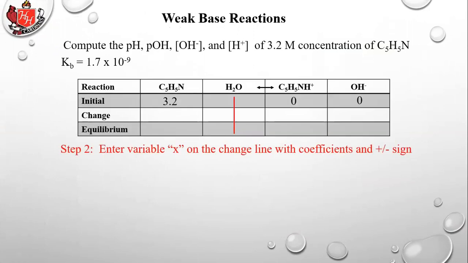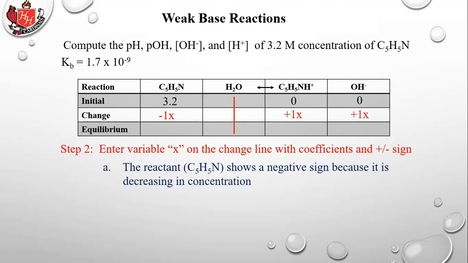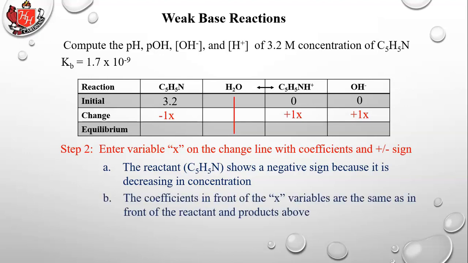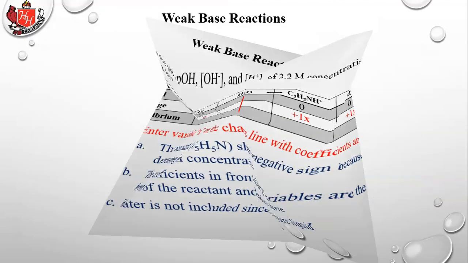So now we're going to go ahead and enter the change line. So enter the variable x on the change line with coefficients plus or minus sign. So coefficients again are always 1, so it's minus 1x. Product side it's plus 1x and plus 1x. The reactant C5H5N shows a negative sign because it is decreasing in concentration. The coefficient in front of the x variables are the same as in front of the reactant and products above each, and they're almost always ones in acid-base reactions. Water is not included since it is a pure liquid.